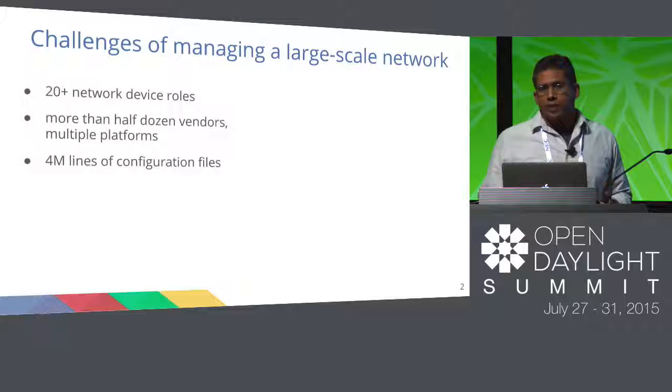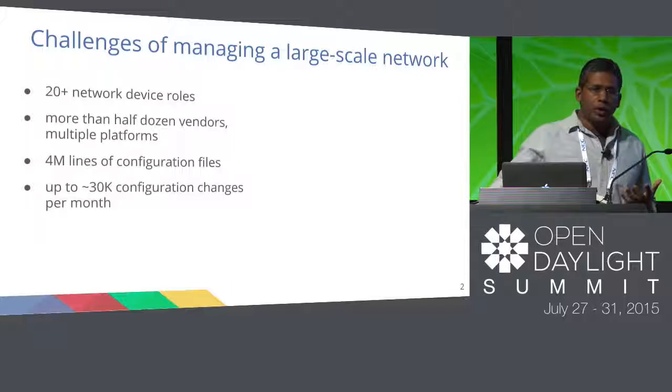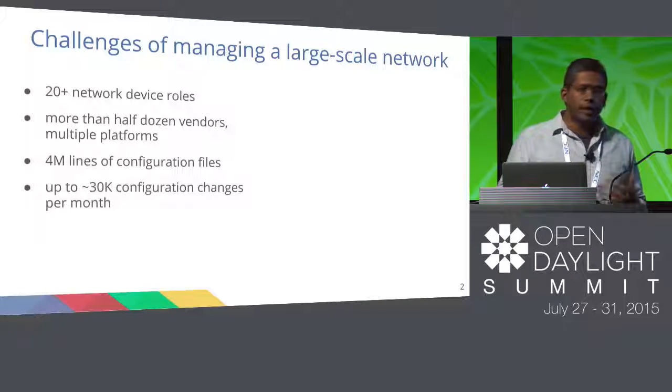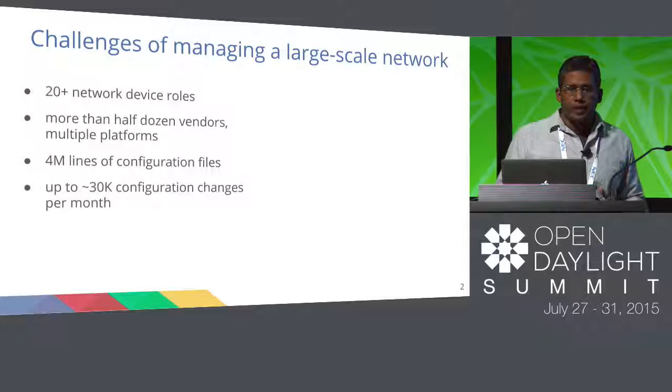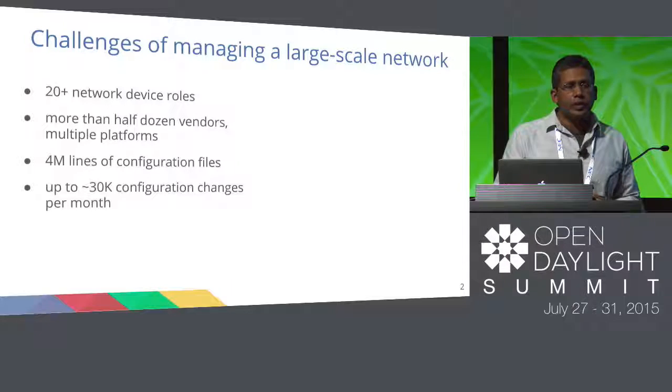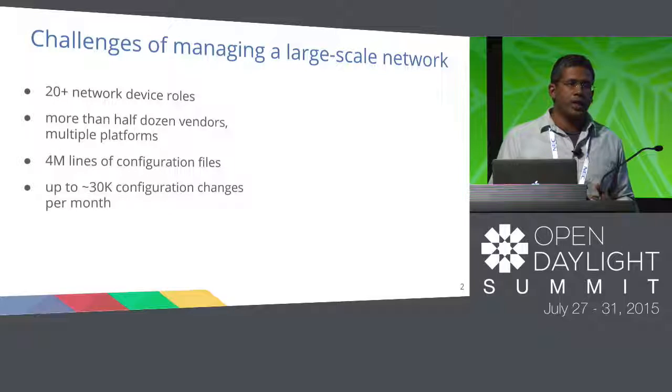We have tons and tons of configuration that we need to manage, millions of lines of configuration that we need to actively manage and maintain. And there's tons of churn in the network, right? So we're draining links, draining services, adding capacity, removing capacity, redirecting capacity. All of these things result in configuration changes, not to mention failures that happen that need to be reacted to. So we have on the order of roughly 30,000 configuration changes in our network per month.